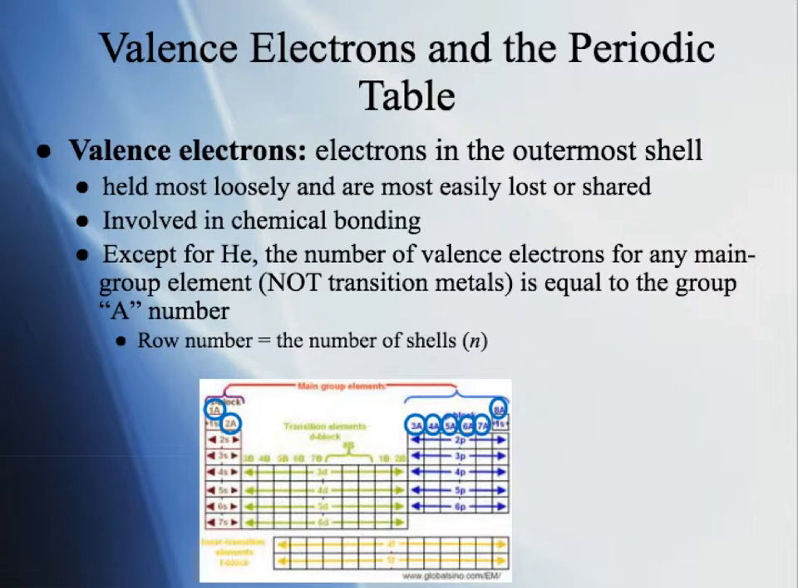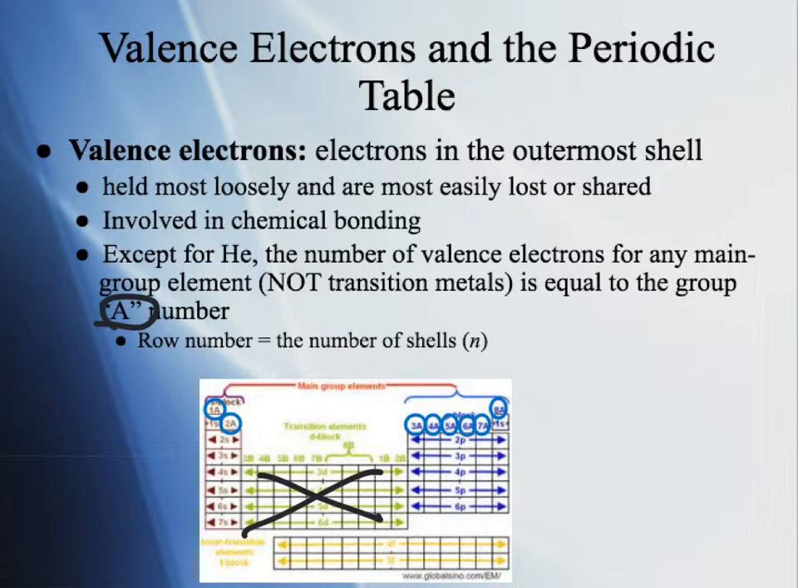These are the ones that are involved in chemical bonding. And except for helium, the number of valence electrons for any main group element, remember, not the transition metals, it doesn't work for these guys, but all of the main group elements, meaning the ones that have the A number, the A behind their number, is the number of valence electrons. So group 1A has 1 valence electron, group 3A has 3 valence electrons, group 7A has 7 valence electrons.